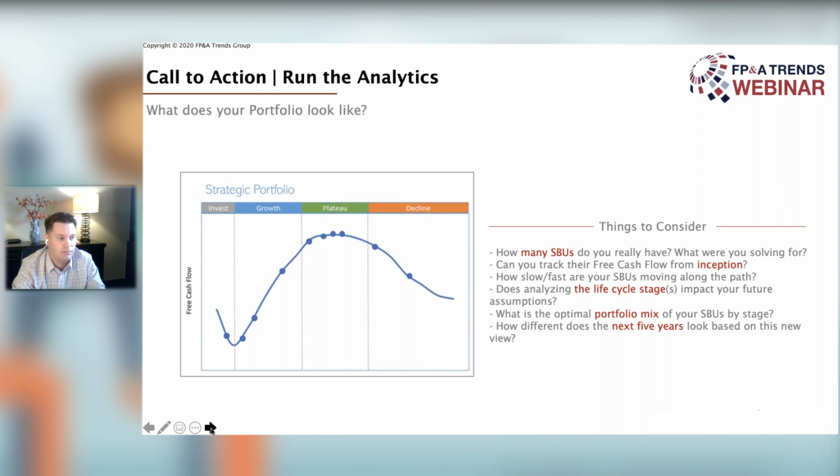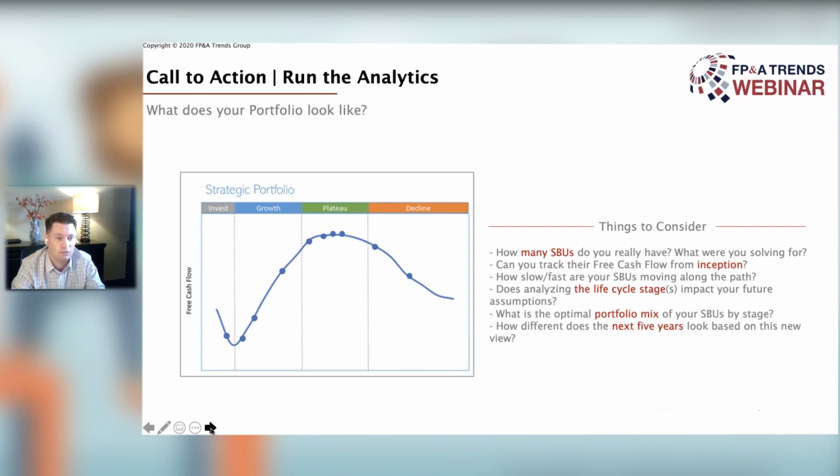think about. So if this is the J curve, if this is the life cycle, how many different strategic business units or strategies or plans do you really have operating? So you don't just have one. If you're a big enough company, chances are you've got a portfolio of different strategies. Where are they on this life cycle? So that's very important. Can you even go back and identify where that strategy started?